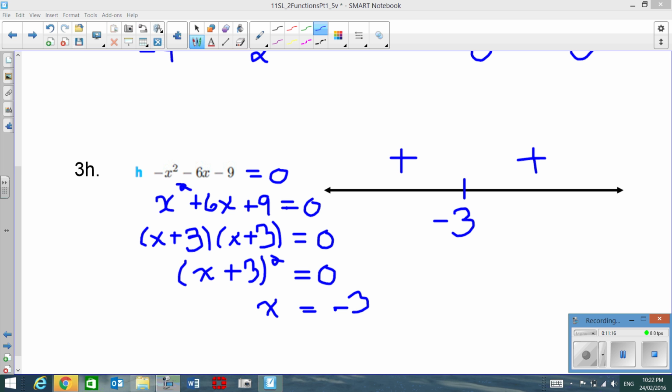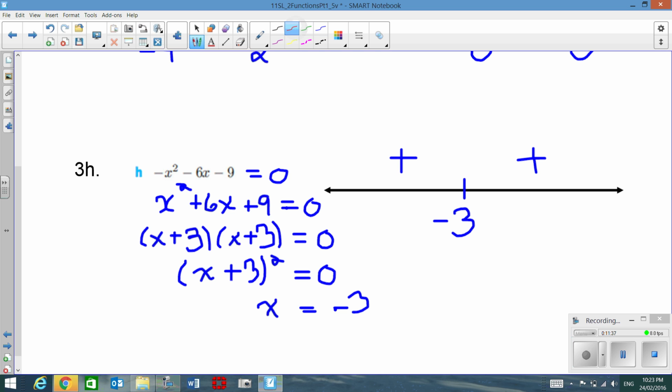Notice for this last example, if you set it equal to 0, you can divide out the negative sign, and we have a perfect square. So (x + 3) squared equals 0. So our x-intercept will occur at -3. And then your test value should show the same sign because you have an even power for this function.